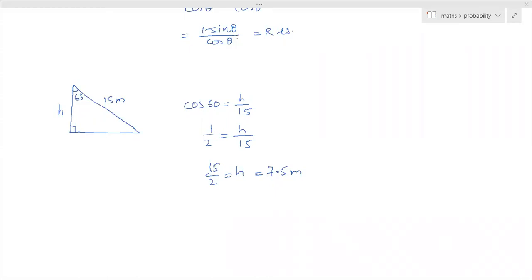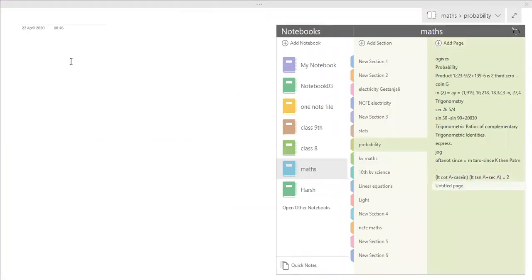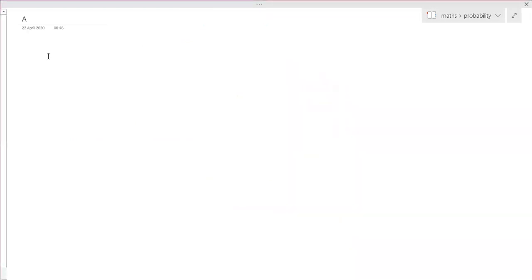Then, starting with the next chapter, application of trigonometry. It is an extension of the trigonometry part, but you need to remember the specific angle values. The ratios of specific angles you need to know, then this chapter is easier. The only thing in this part is that these are all word problems.